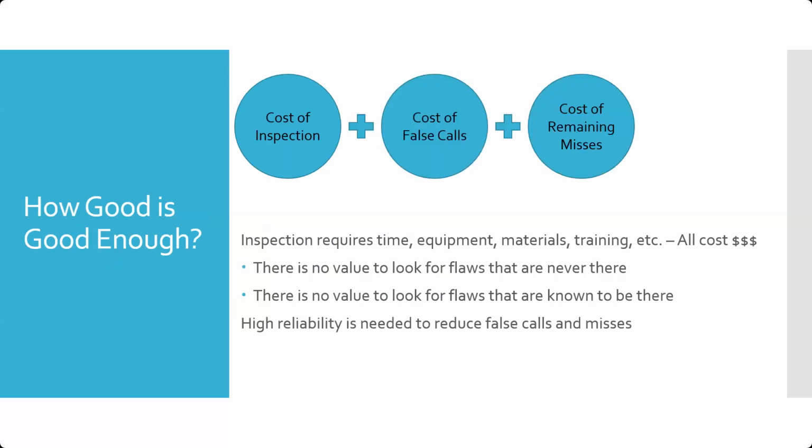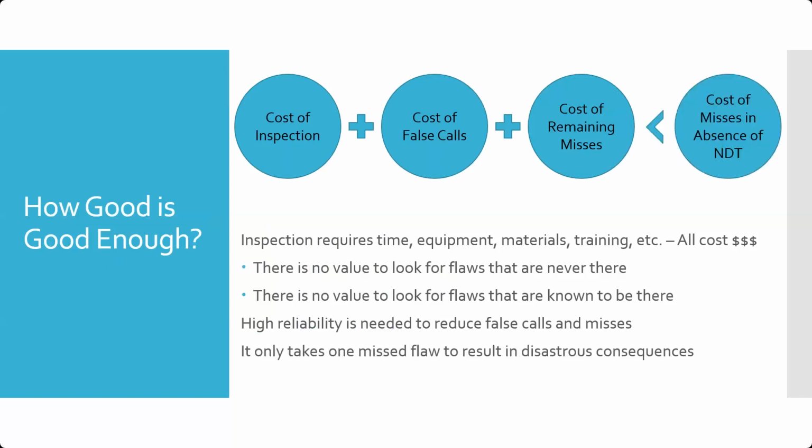no value to look for flaws that are already known to be there, either very large or a worn part, for instance. The next two parts of that are the cost of false calls and the cost of remaining misses. So that kind of has to deal with, again, those flaws that are never there, those flaws that are already known. And then high reliability is needed in order to reduce that cost of false calls, because we don't want to be taking objects out of service sooner than they should. We want to get the full life out of a component or an object.